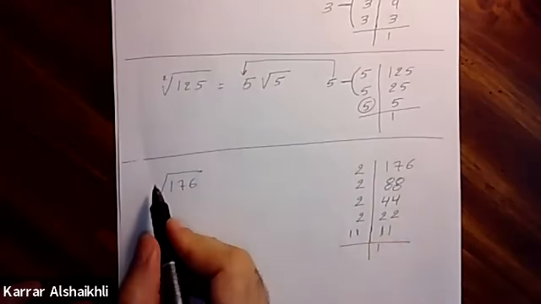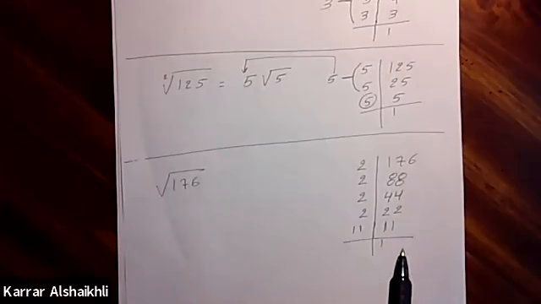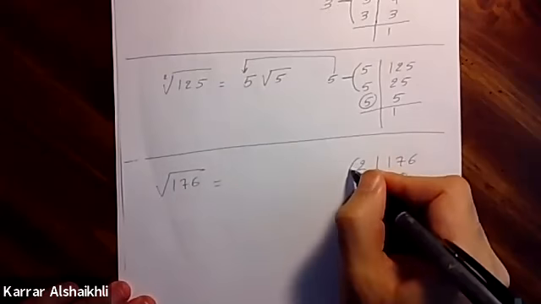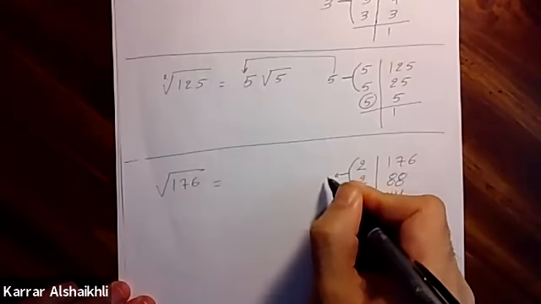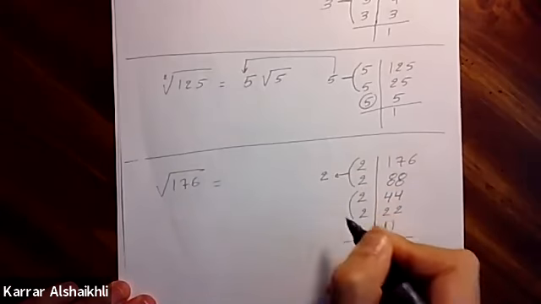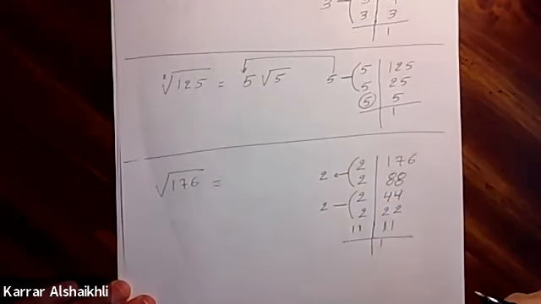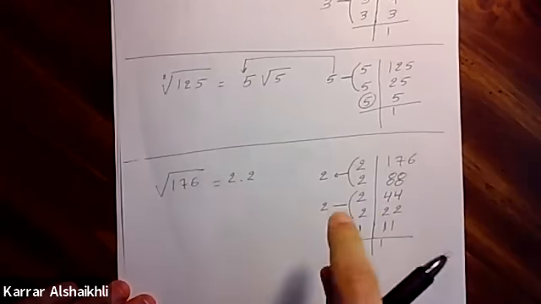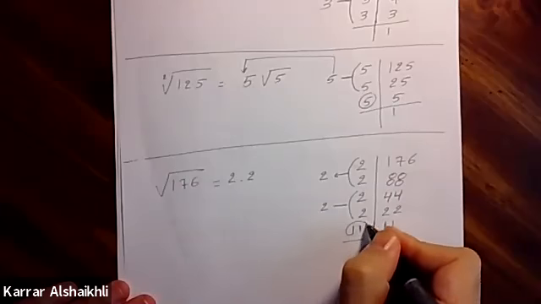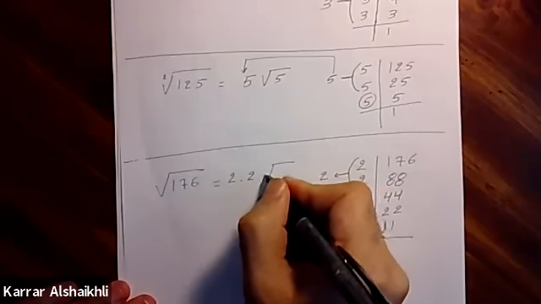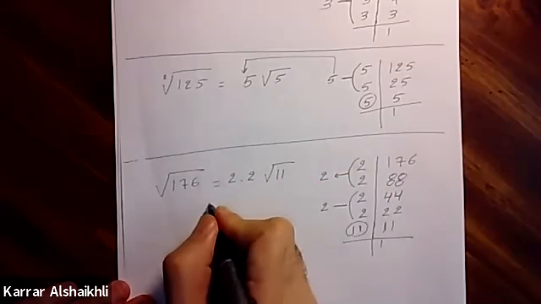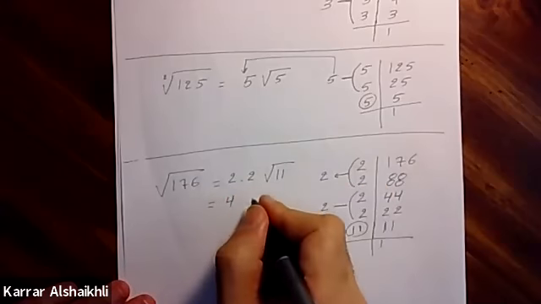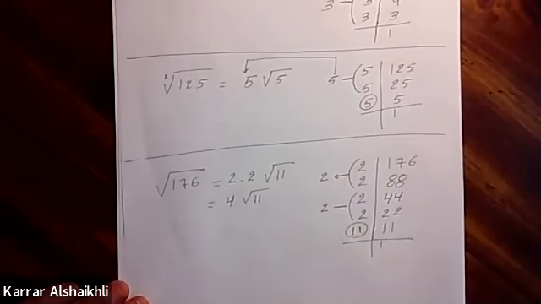Now I need to find the square root. That means I'm going to take every two similar numbers as a 1. So these two numbers as 1. These two numbers also as 1. Now it's going to be 2 times 2, and the leftover is 11. You have to simplify it more. 2 times 2 is going to be 4, and here is the square root of 11.